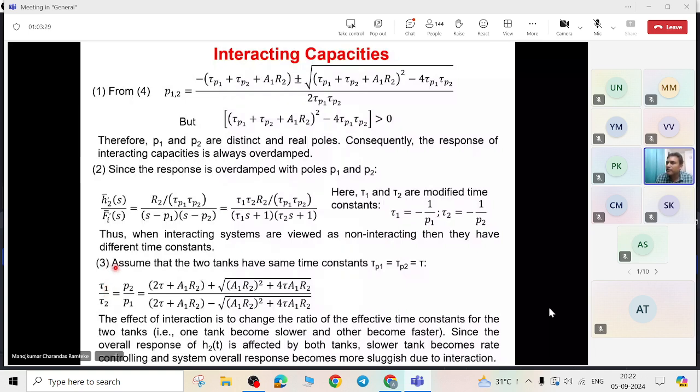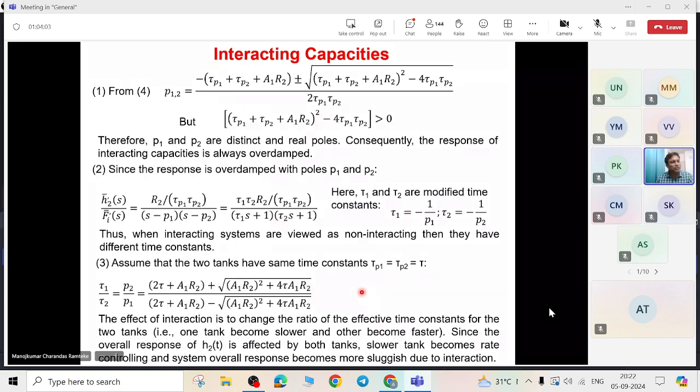So clearly you can see that whenever I have an interacting system, since the apparent time constant of one of the tanks is going to increase above its actual time constant, my system response is going to become sluggish. Can you see physically why the system response is going to become sluggish and delayed in this case? Is it clear or not clear? Slightly more mathematical here, but it's an interesting concept.